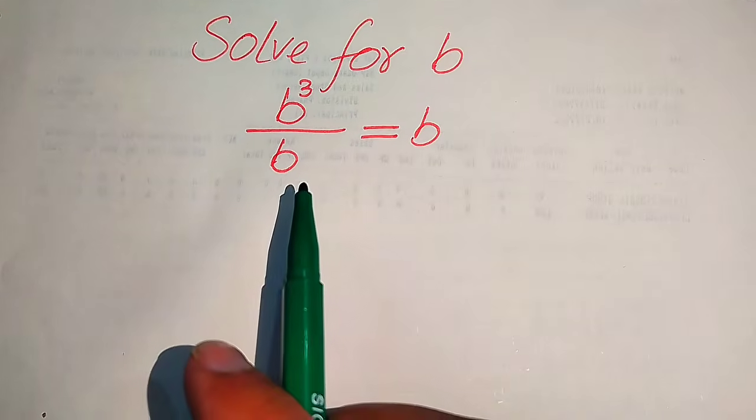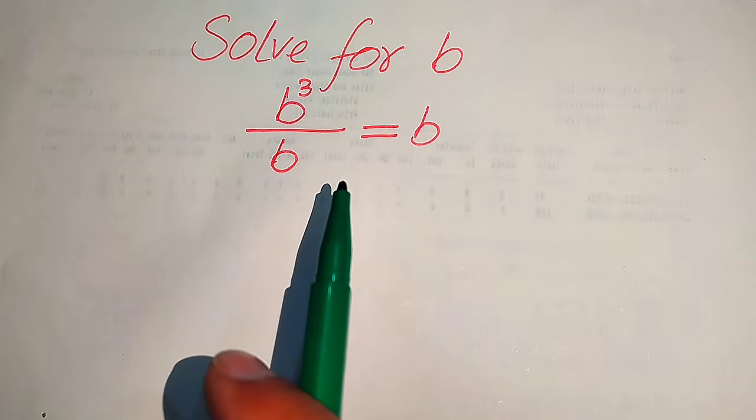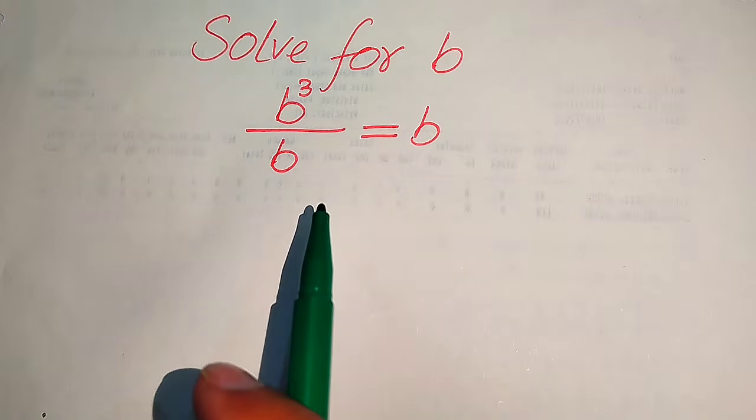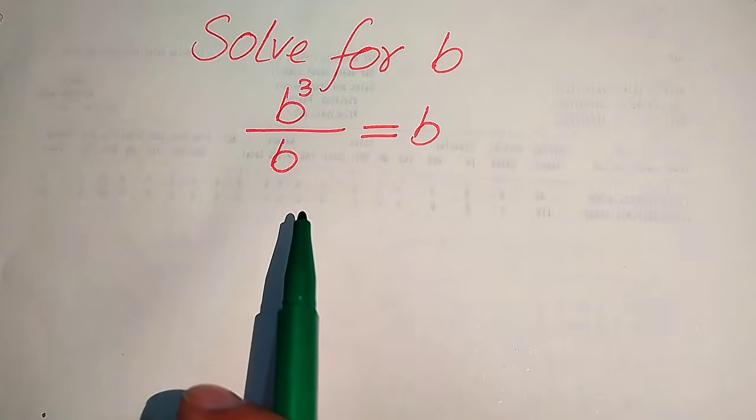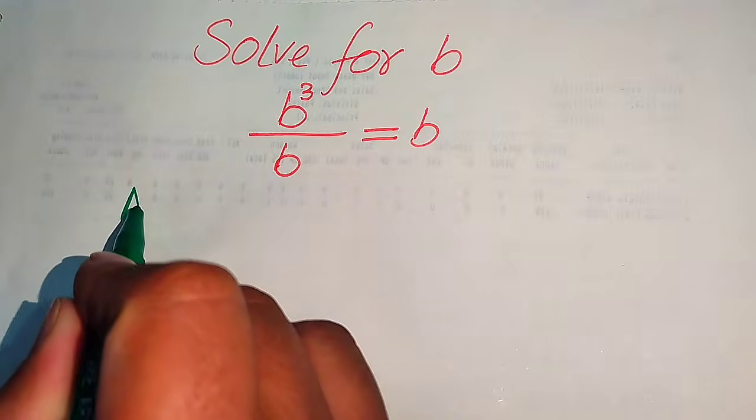So here we have b cubed divided by b equals b, and we solve this problem for all the values of b. First we need to find all the roots of this equation, and at the last we will verify which of the roots are solutions and which of the roots are extraneous roots. Further, we solve this problem by two methods.